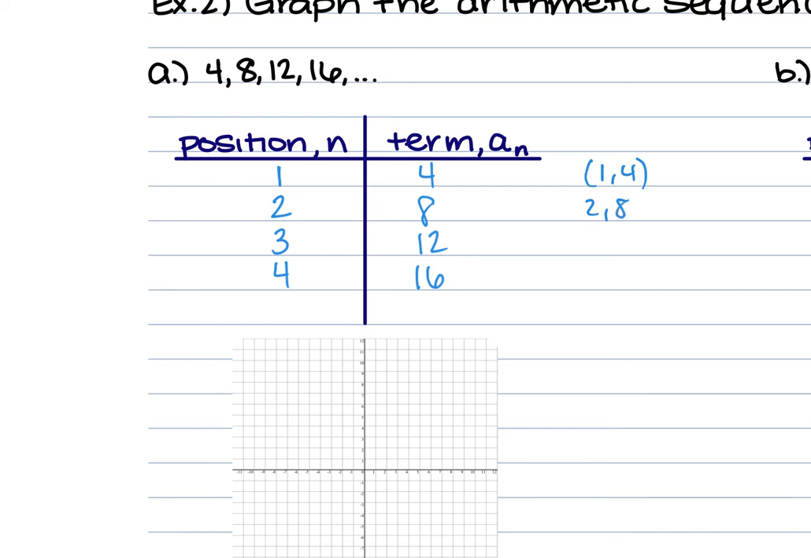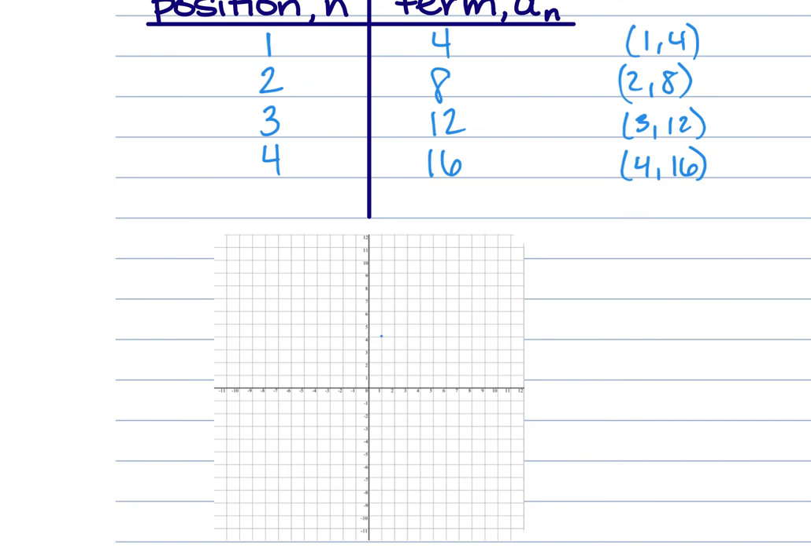2, 8, 3, 12, and 4, 16. Let's graph them. 1, 4, 2, 8, and 3, 12. Now, 4, 16 is going to lie outside our graph, so we're not going to put it on there. It's very tempting to draw a line through these points. Do not draw a line through these points, okay?